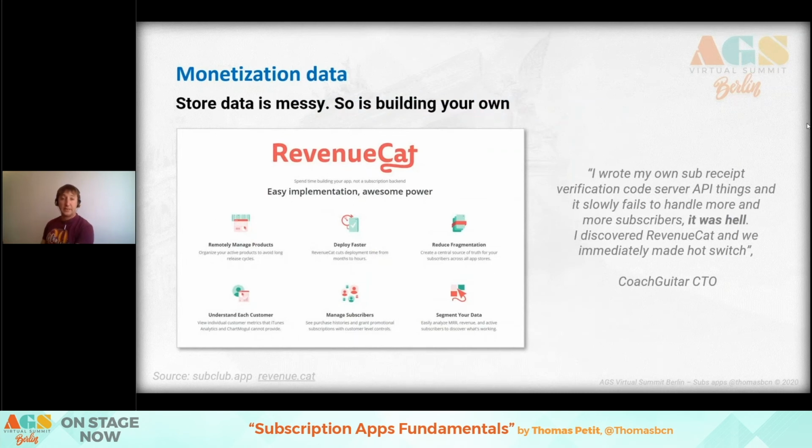The data behind it can be quite messy. What Apple and Google are sharing in the console is really hard to reconcile with your own product experiments, and also with marketing data and acquisition data. You could build your own.